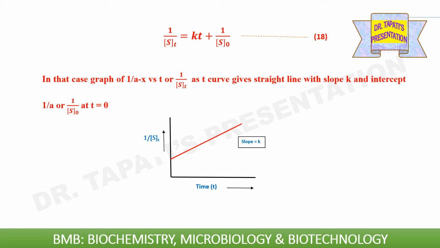So we can write again 1 by St is equal to Kt plus 1 by S0. Here again we will get a straight line. If we plot 1 by St versus T, we will get a straight line where the slope is K and the intercept is 1 by S0.